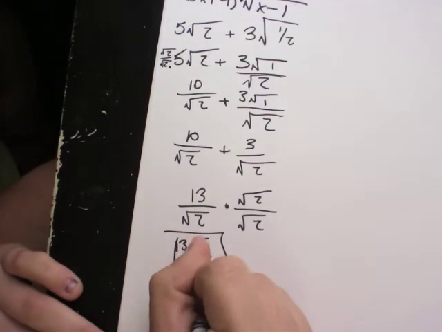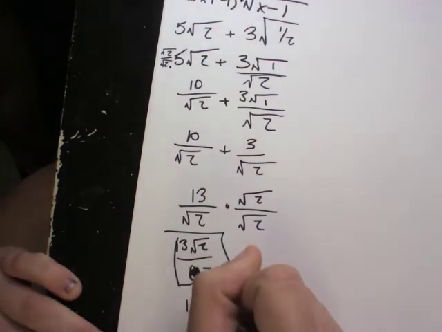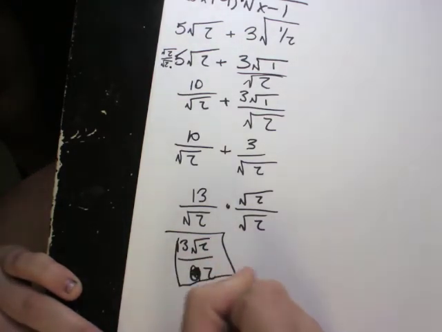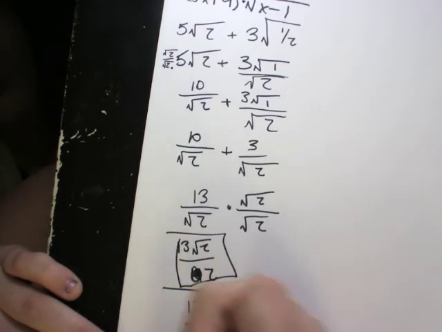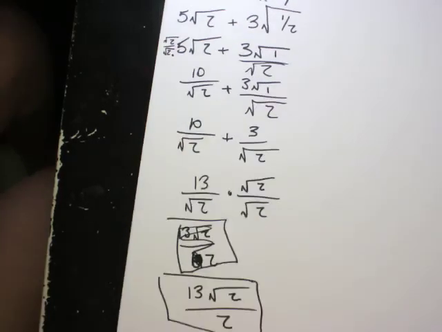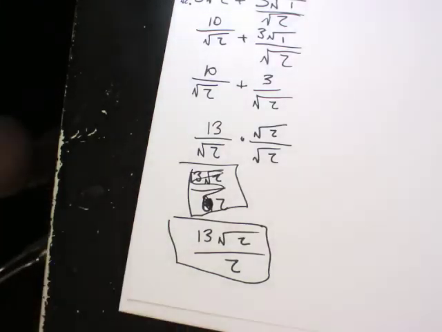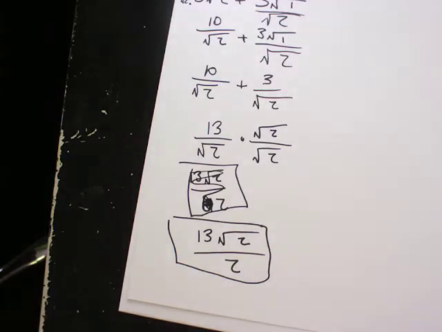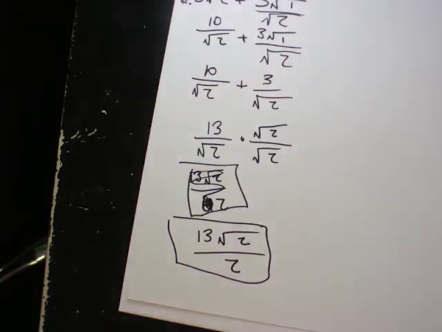Yeah, rewrite the answer. Okay, there you go. 13 square root of 2 over 2. We good? Yes, ma'am. It's a good start. Okay, we'll stop there. That was section 11.6.